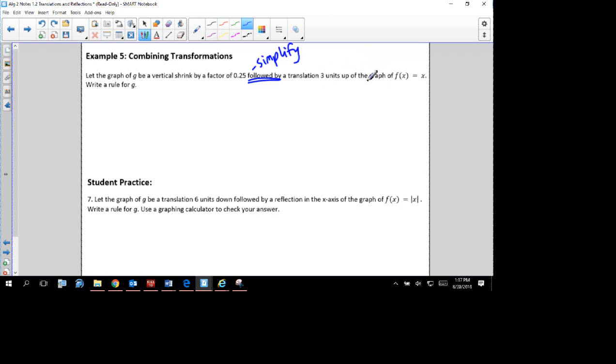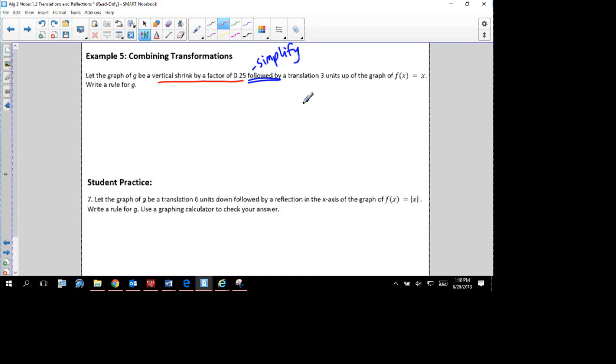That, followed by, or that simplify, divides up the steps into the first step and the second step. So you have to go in order. If you go out of order, you possibly get the wrong answer. So we're going to go with the first part. And I'm going to use color so you can see between the two different parts. Vertical shrink by a factor of 0.25. This is to get g.